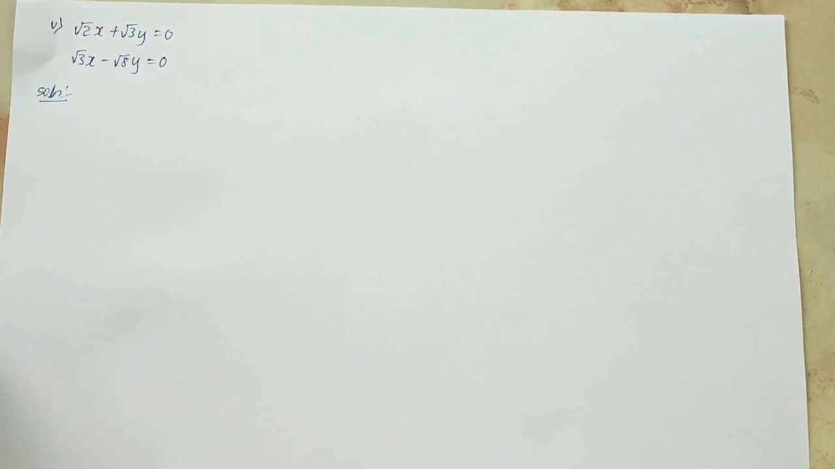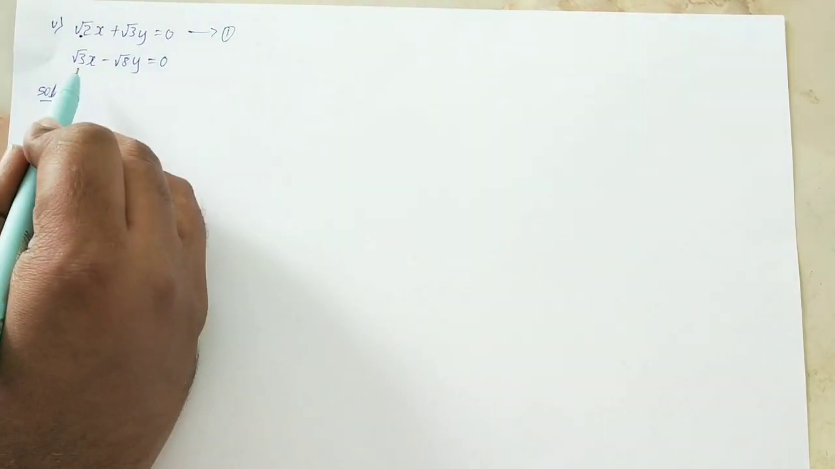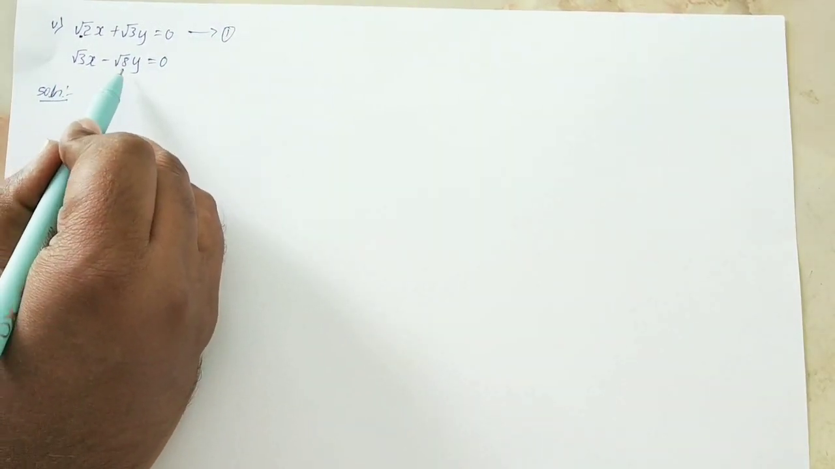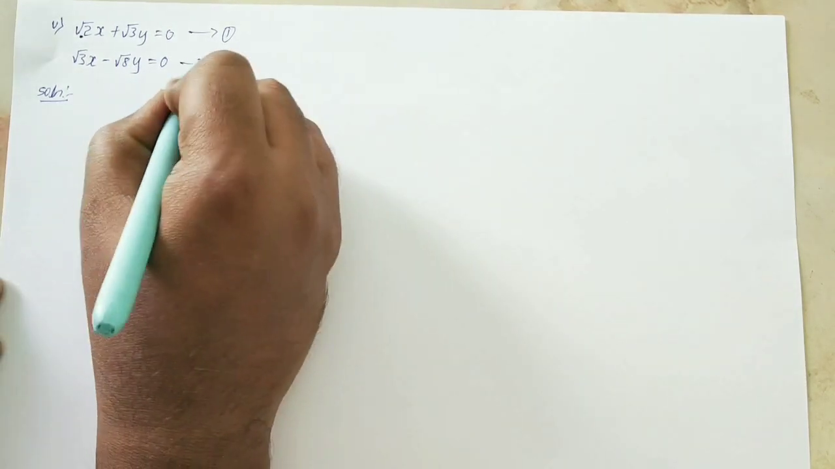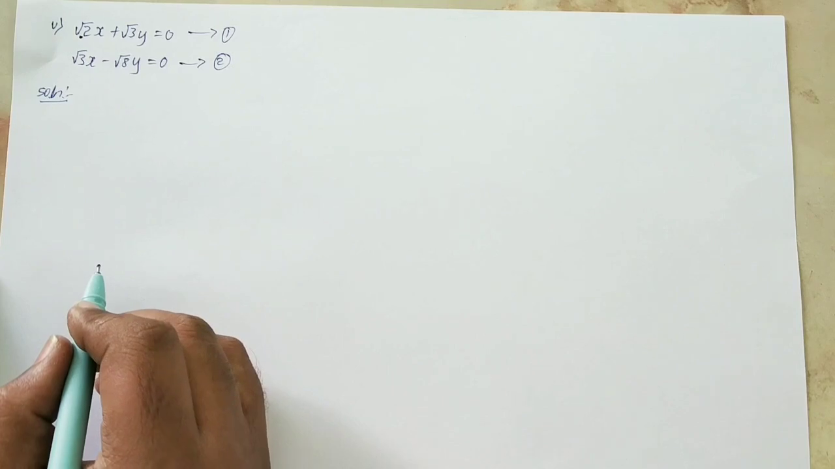And next, fifth sub question is root 2x plus root 3y is equal to 0. This is our first equation. And root 3x minus root 8y is equal to 0. This is our second equation. Now we have to consider any one of the equations and we have to write it in terms of x or in terms of y, right?